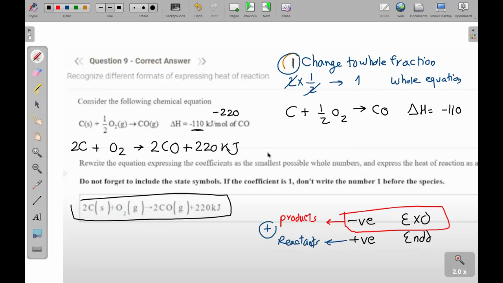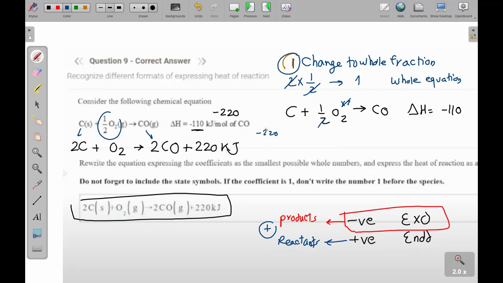So you said just change it into whole numbers. So multiply everything by 2 because you want to get rid of this half. So you need to multiply it by 2. You cancel the 2 and get 1 mole of oxygen only, and keep the physical states as they are. Don't forget. Because you multiplied this one by 2, you have to multiply everything else by 2. The carbon will become 2, the carbon monoxide will become 2, and this will still be negative 220.